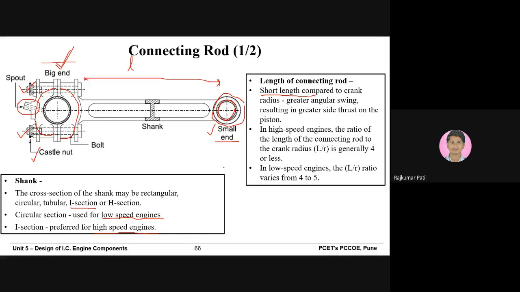In a high-speed engine, the ratio of the length of the connecting rod to the crank radius, that is L by R, is generally taken as 4 or less than 4. And in case of low speed engines, the L by R ratio varies between 4 to 5. Based on experience and analysis, these ratios of L by R are recommended to use.